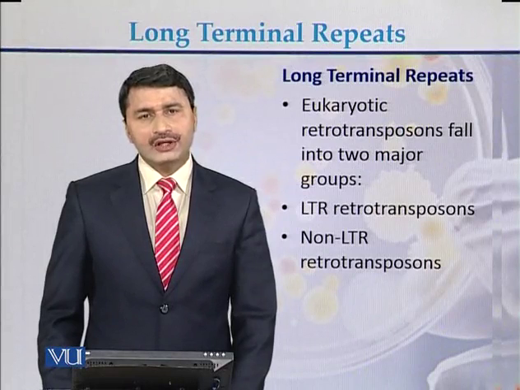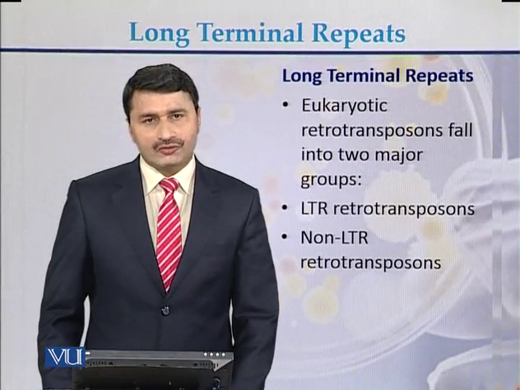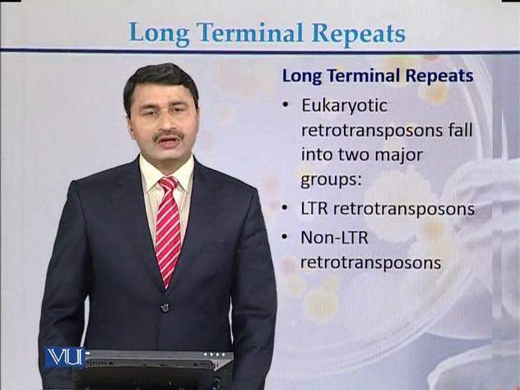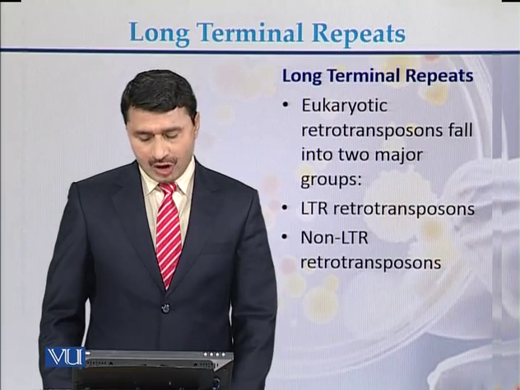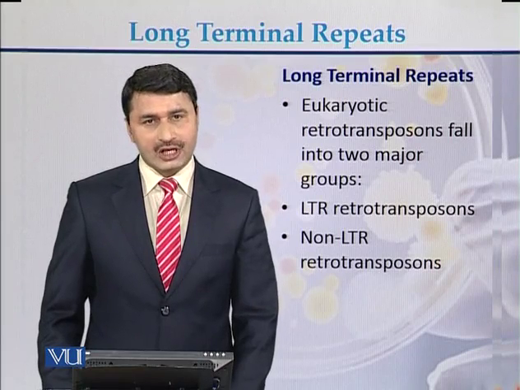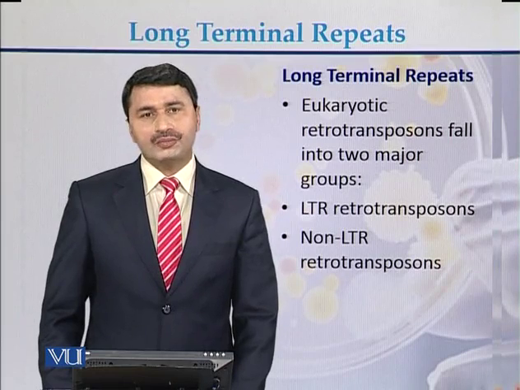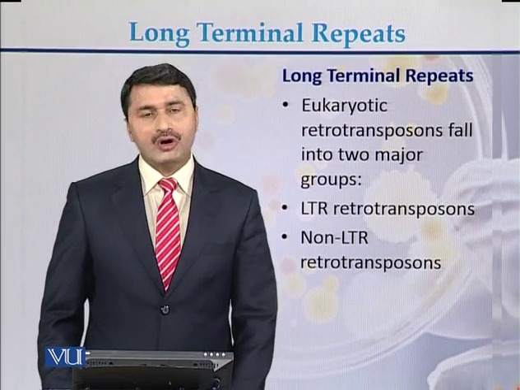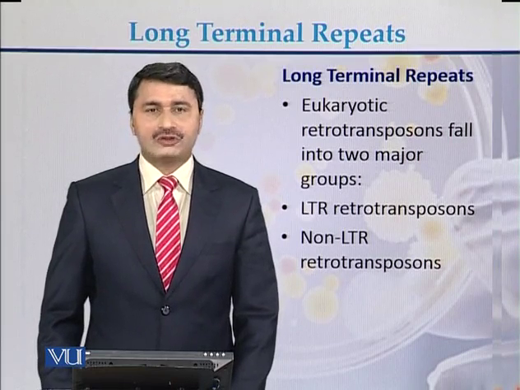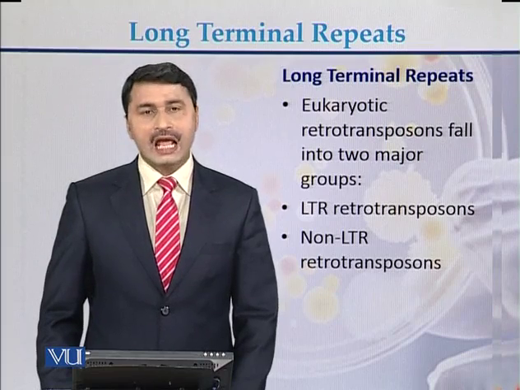Long terminal repeats. Eukaryotic retrotransposons fall into two groups. The first group is called long terminal repeat retrotransposons, and the second group is called non-long terminal repeat retrotransposons, or non-LTRs.